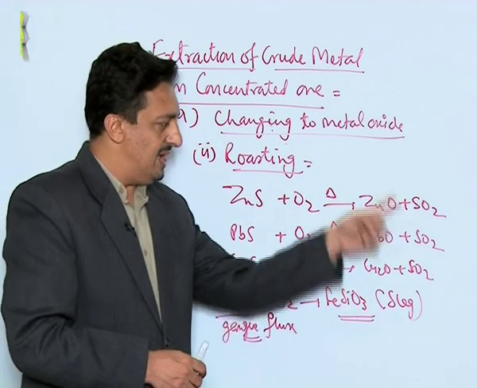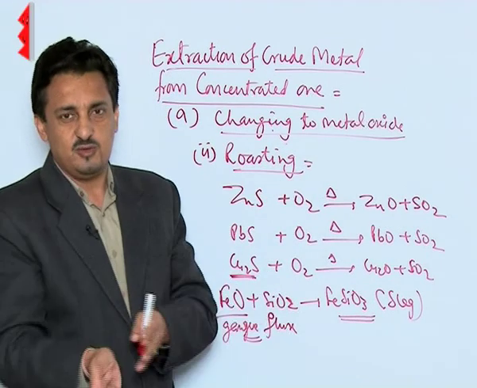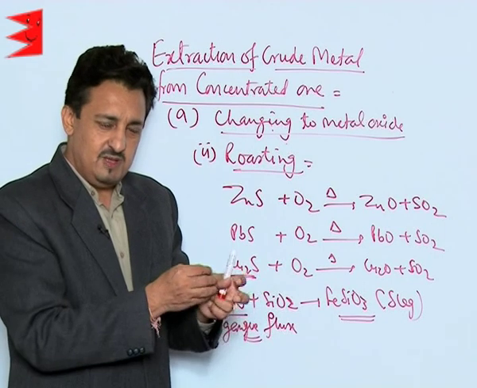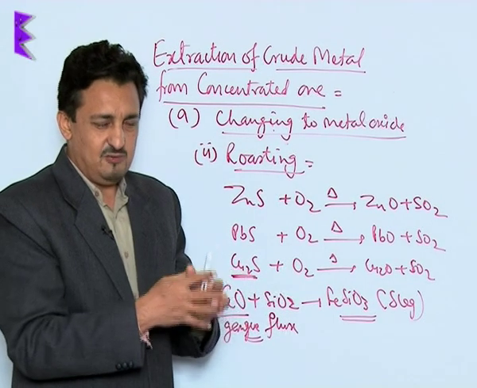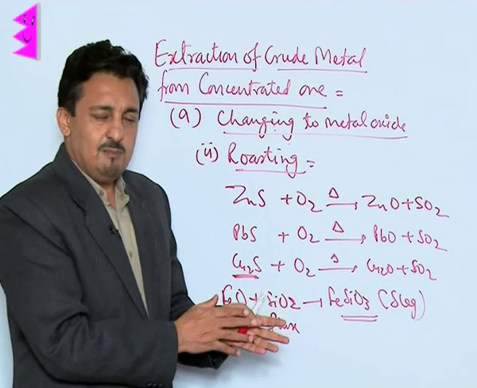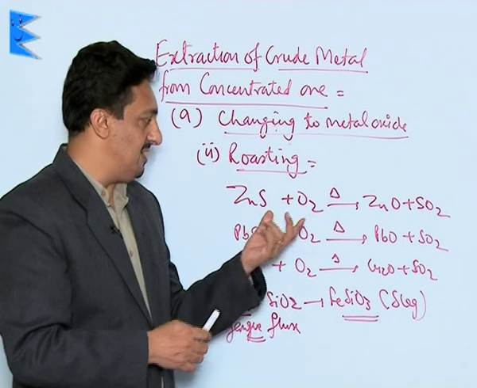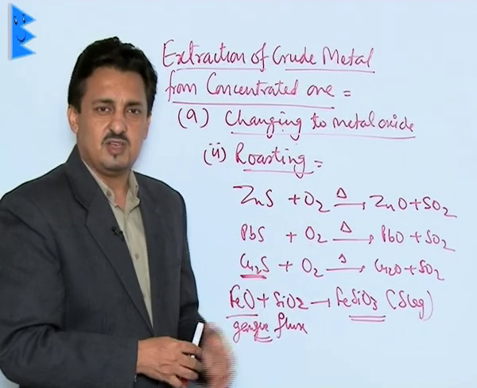Also remember, the SO2 obtained in this roasting process is mainly used in the manufacturing of sulfuric acid. The contact process, used mainly for the preparation of sulfuric acid, is usually carried out in plants located along with establishments doing metallurgical processes like roasting of these sulfide ores.